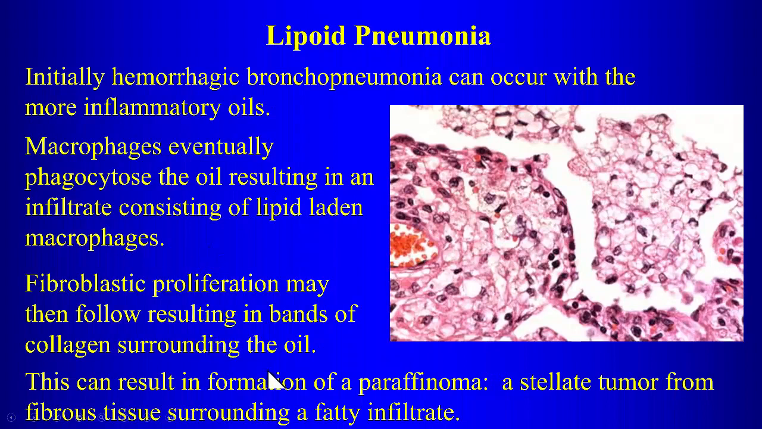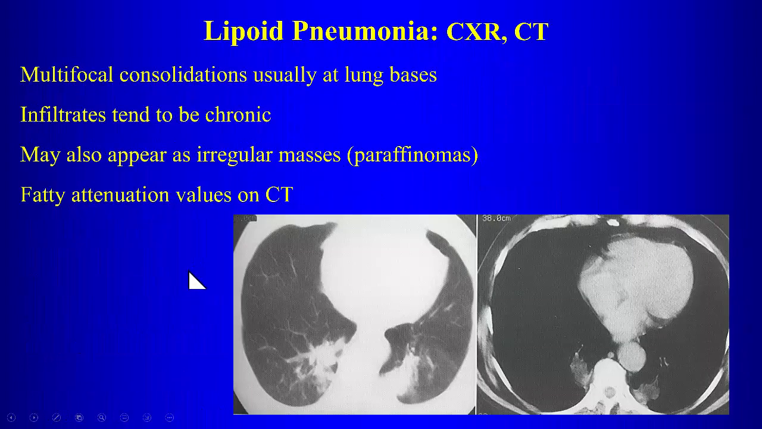So please realize you are getting radiologic pathologic correlation in this conference. Make a note of that. Paraffinoma, stellate tumor from fibrous tissue surrounding the fatty consolidation. Okay. So they might look ominous, they might look like tumors, but if you notice the fat, the fatty attenuation, then we can say it's lipoid pneumonia, and it is benign. These tend to be chronic, and sometimes can resemble masses.